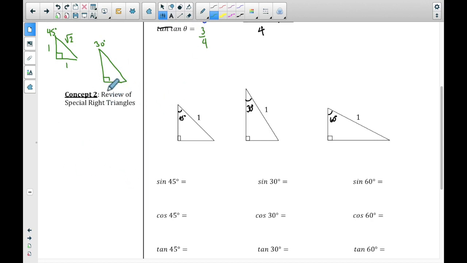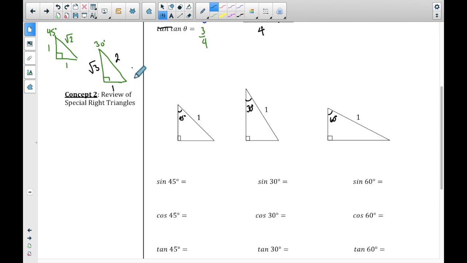Okay, well, how about if it's a 30, 60, 90? Well, the easiest one in this situation is if this side is a 1, then how long are the other two? Well, if this side is a 1, then the hypotenuse is a 2, and the long leg is a radical 3.